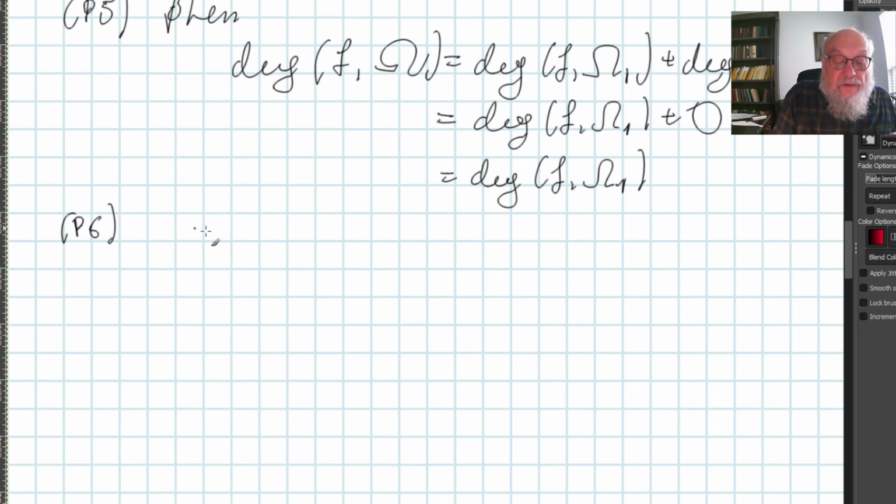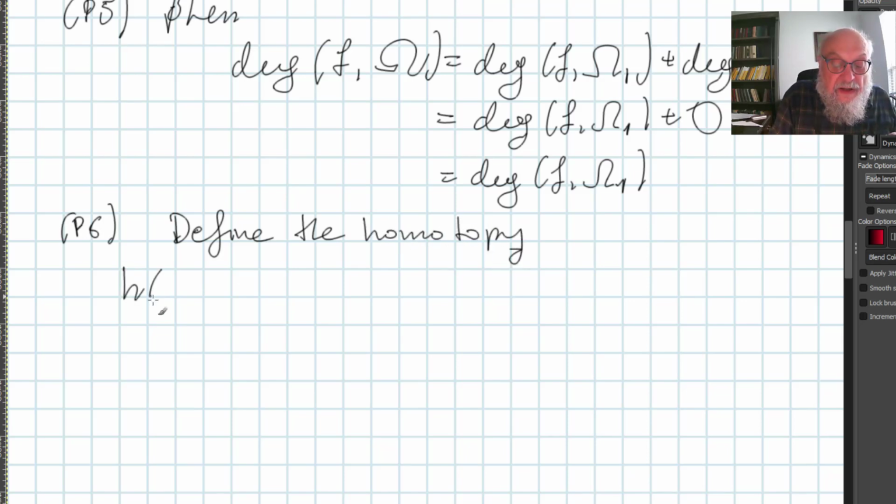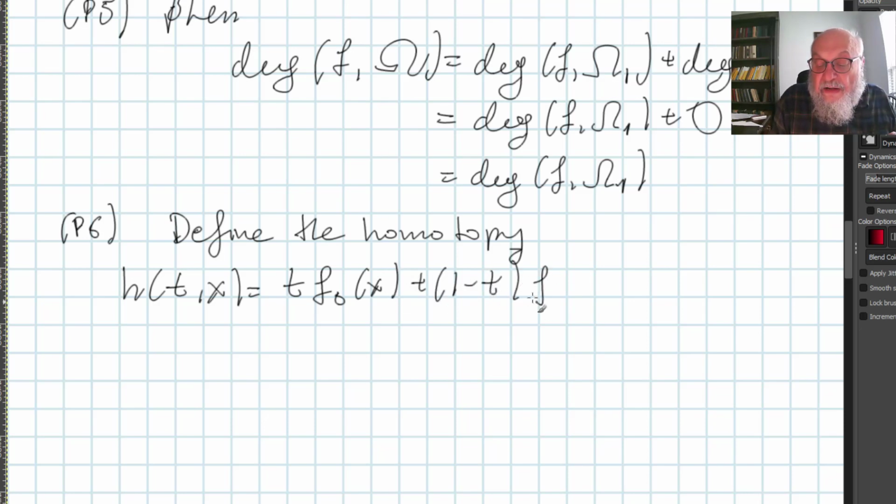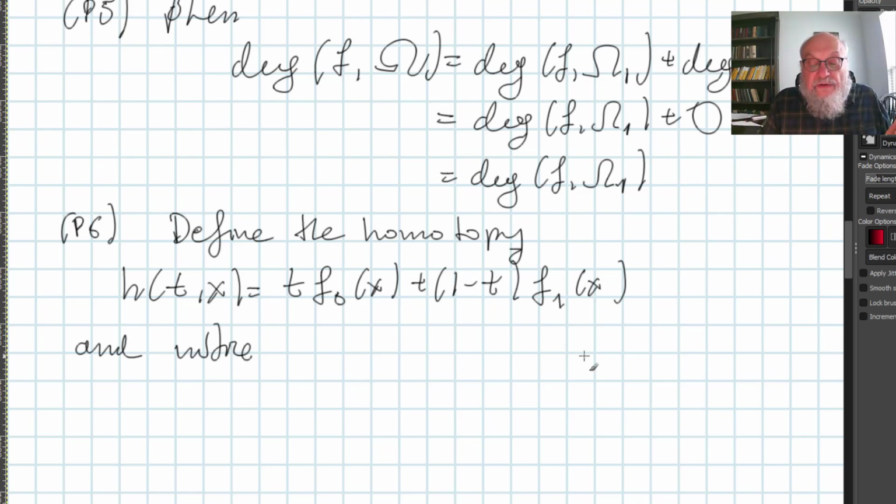So P6. So define the homotopy. And I put here h of t x is equal to t f0 of x plus 1 minus t f1 of x, and notice this homotopy, we'll refer to this type of homotopy as a linear homotopy because it basically shows you that a value of f0 x and the value of f1 x are connected by line integrals, so this is called linear homotopy.